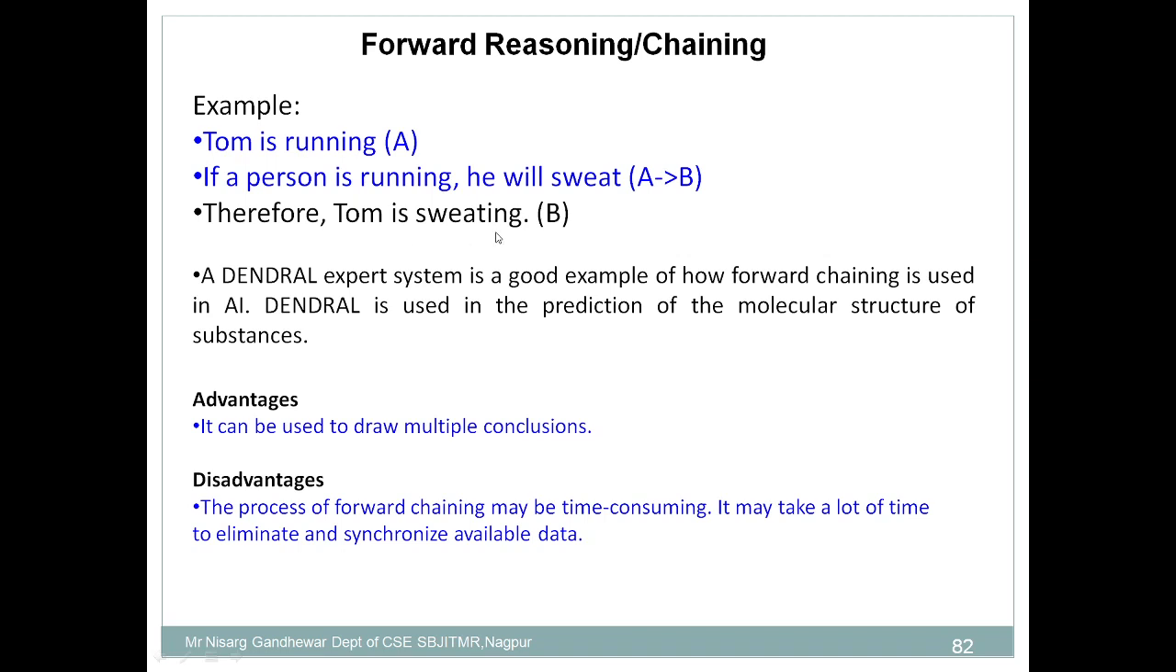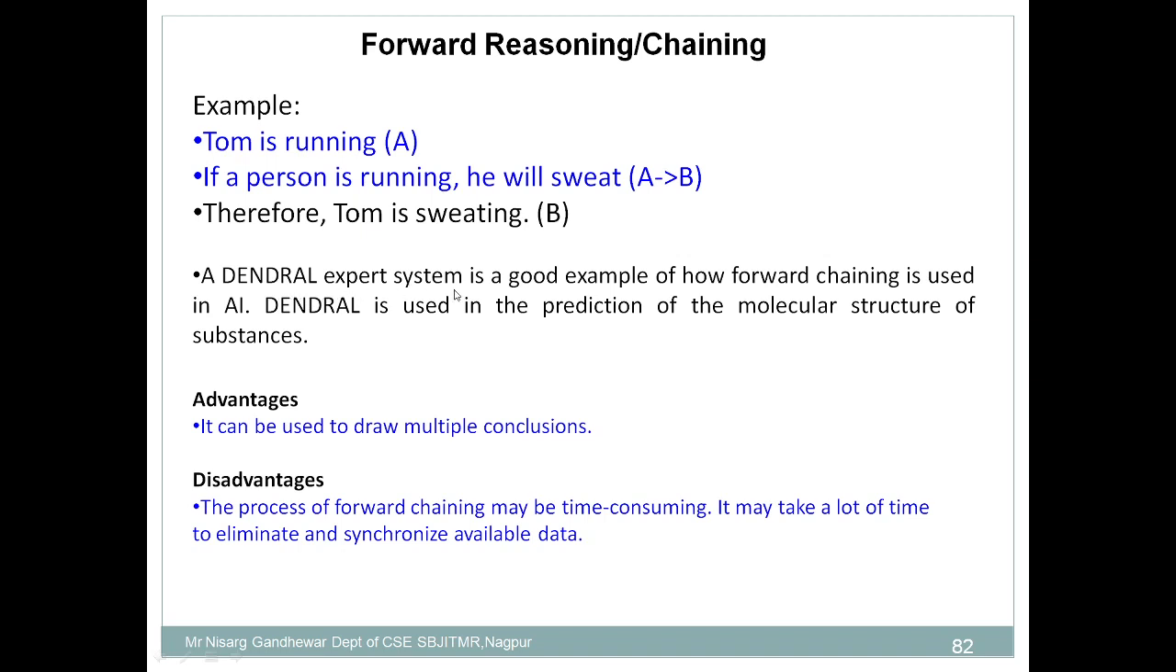So this is an example of forward reasoning, where we have one fact on which we apply some rule in order to get new information, and based on which we can reach the goal state. Our goal state is: Tom is sweating. So this is how we reach the goal state. This forward reasoning can be used in many places.